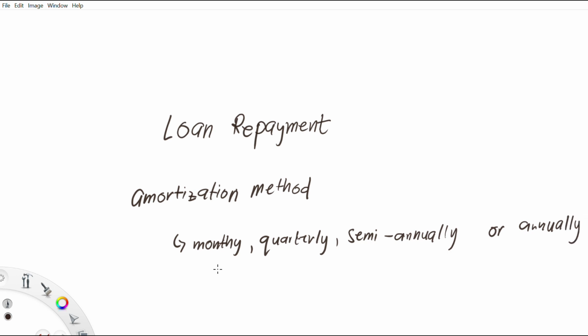So recall that when the payment period is monthly, we use 12 for the m, and quarterly we have 4, semi-annually 2, and annually 1. So the period here is usually in years, and the regular payment intervals can be monthly, quarterly, semi-annually, or annually.